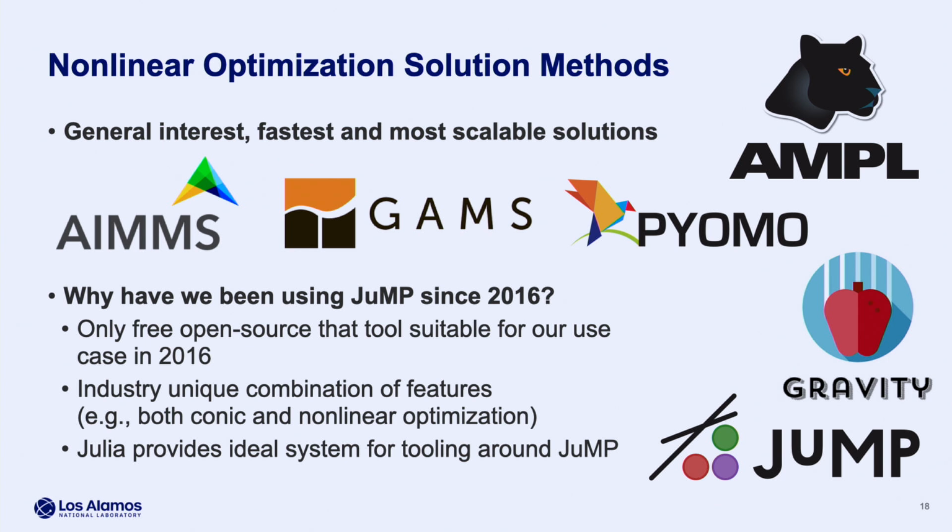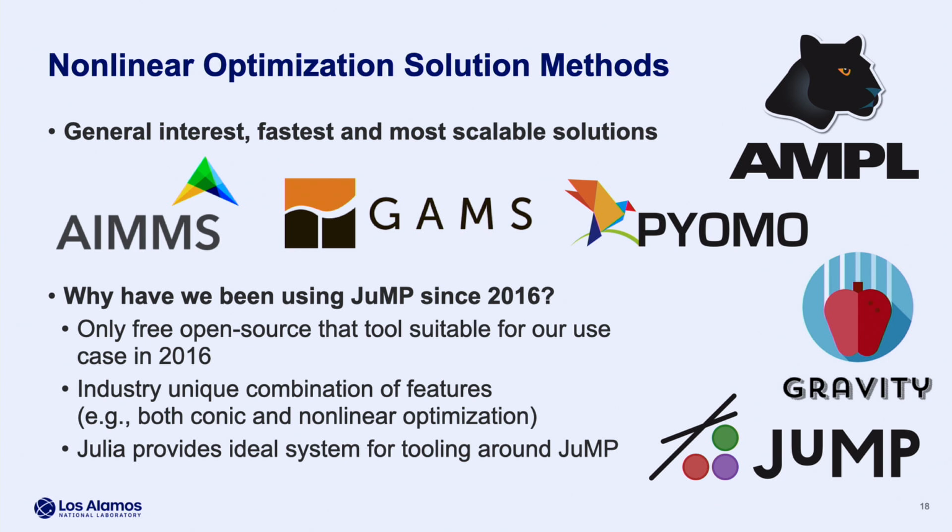So if you want to do AC OPF and DC OPF and SDP relaxations of the AC OPF, there was no modeling layer that could do all three of those things at the same time when we started using JuMP. JuMP was the first one that could do semi-definite programming, nonlinear programming, and linear programming all in the same modeling layer. Combine that with the fact that it could scale to realistic problem sizes, and we were definitely excited to use JuMP for our research.